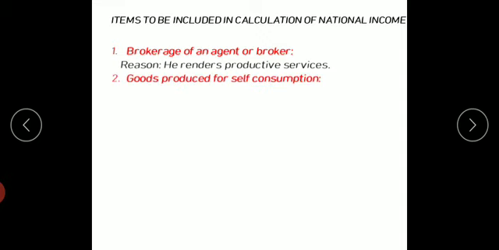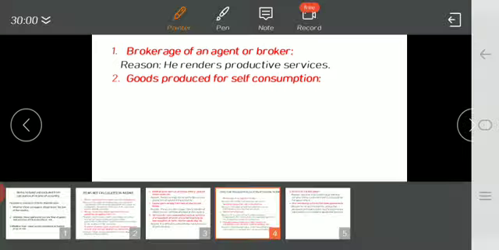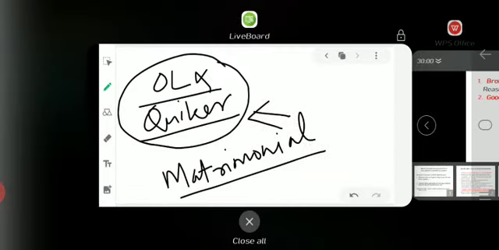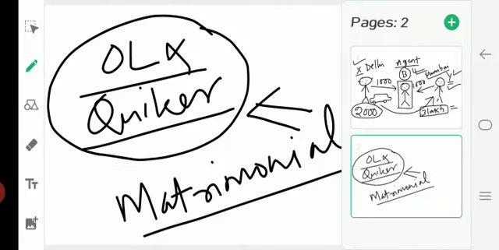Second, goods produced for self consumption. So what is the meaning of that? Again, I would like to take you to another slide. See, goods produced for self consumption. What is the meaning of that?